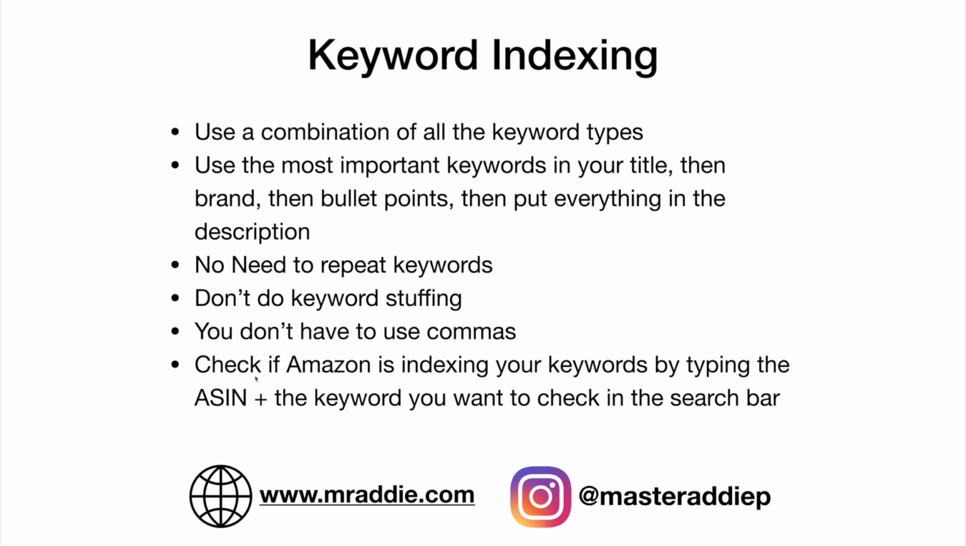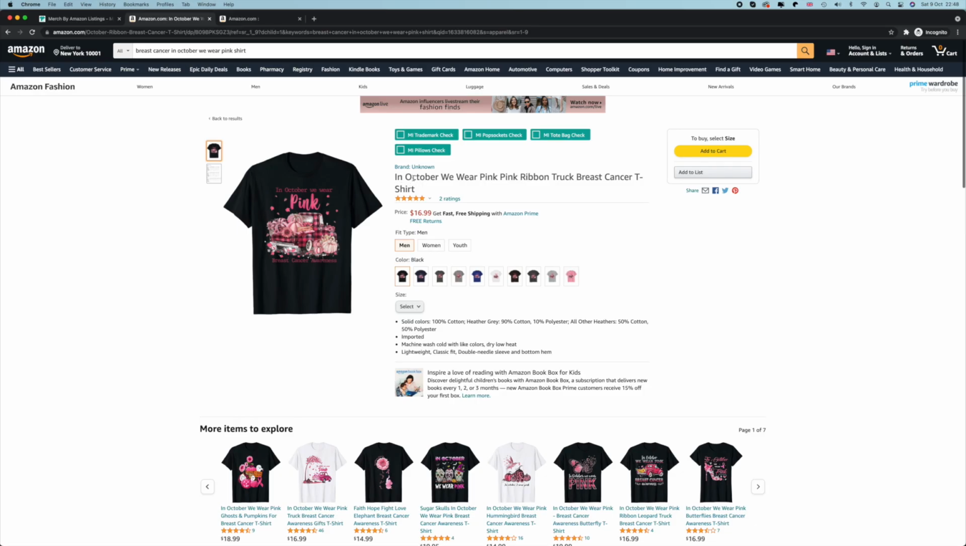Now, how do you check if Amazon is indexing your keywords? Well, you can do that by typing the ASIN plus the keyword you want to check in the search bar. I'll show you how. Now, if you want to check if this keyword, in October we wear pink, is indexed, I'm going to show you what to do.